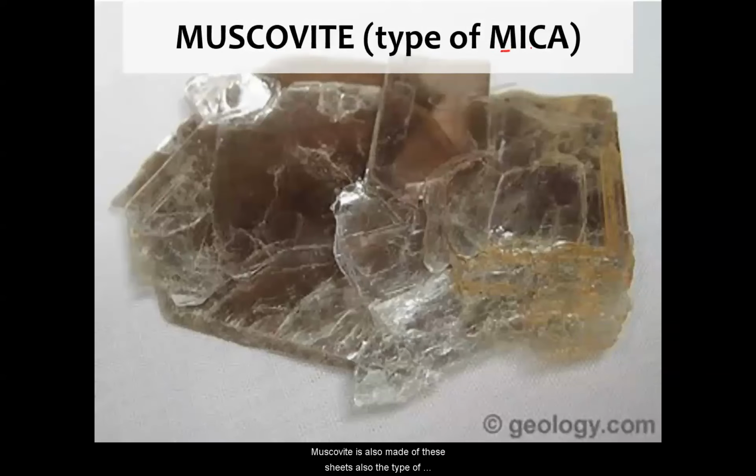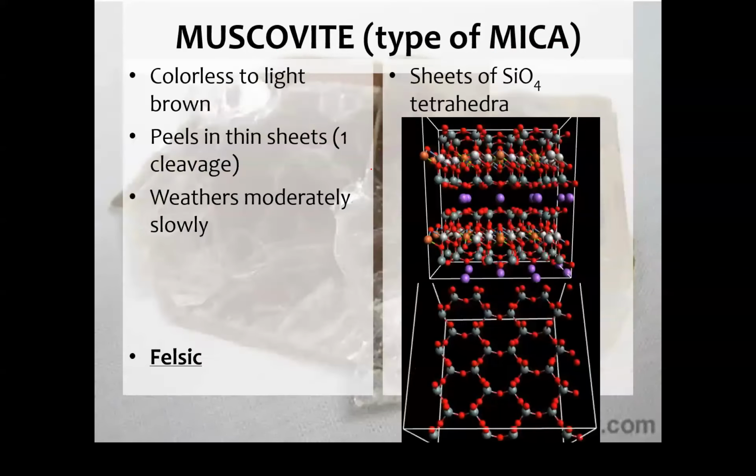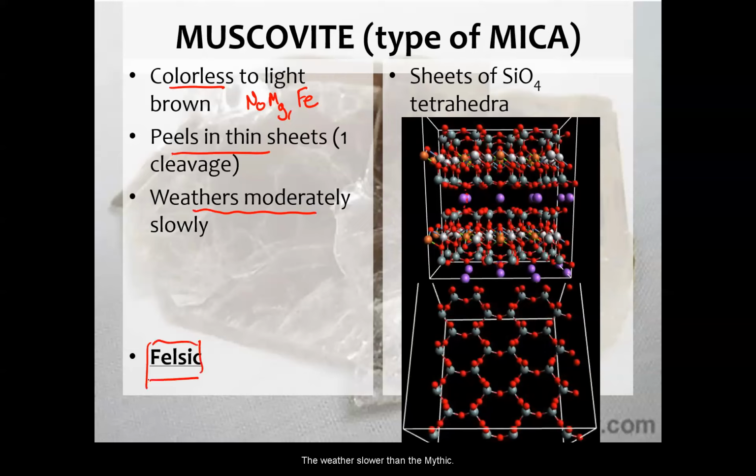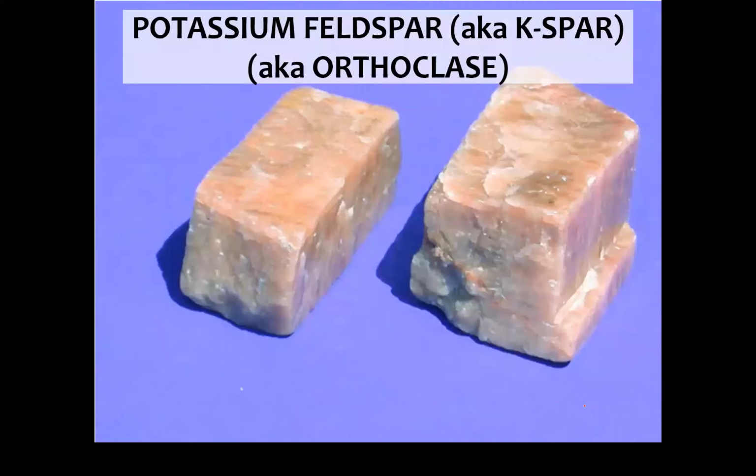Muscovite is also made of these sheets. It's also a type of mica, but it's much lighter in color, light brown to white, even colorless. No magnesium and iron in this mineral. It peels into thin sheets. It weathers moderately slowly, but still it has these weak ionic bonds, so it weathers faster than some other minerals, but it weathers slower than the mafic ones. This one's felsic, and we can tell based on the color. Just like biotite, it's made of sheets of silicate tetrahedra. Now we're into the feldspars.